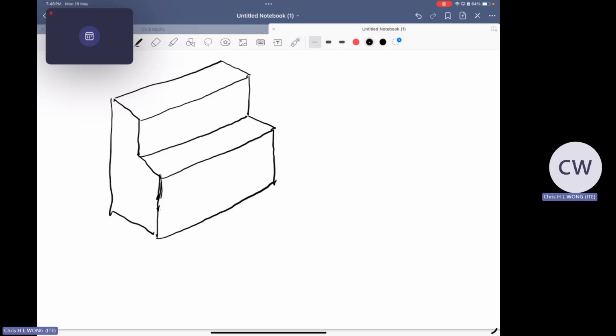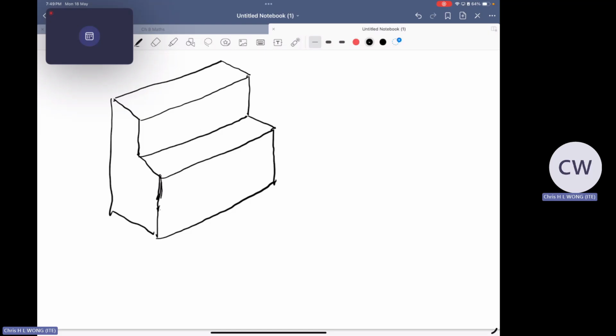This is a step, right? This is a step, isn't it? I can walk on the step on top, right? Isn't it? This is a step. Is this a prism? This is a prism.